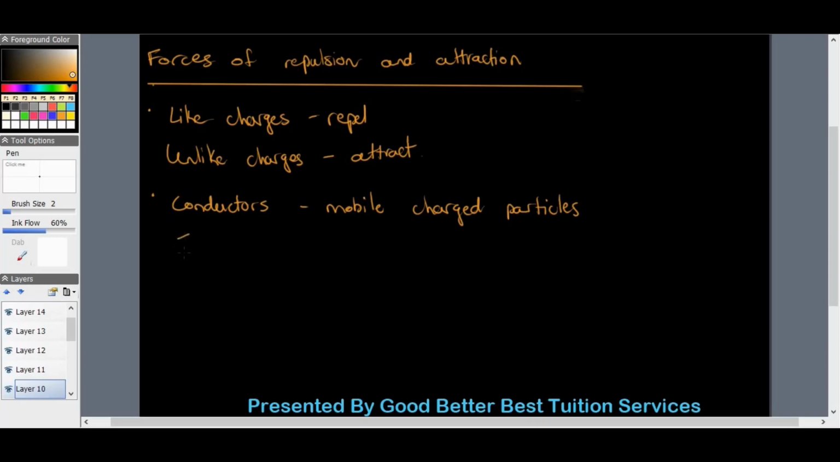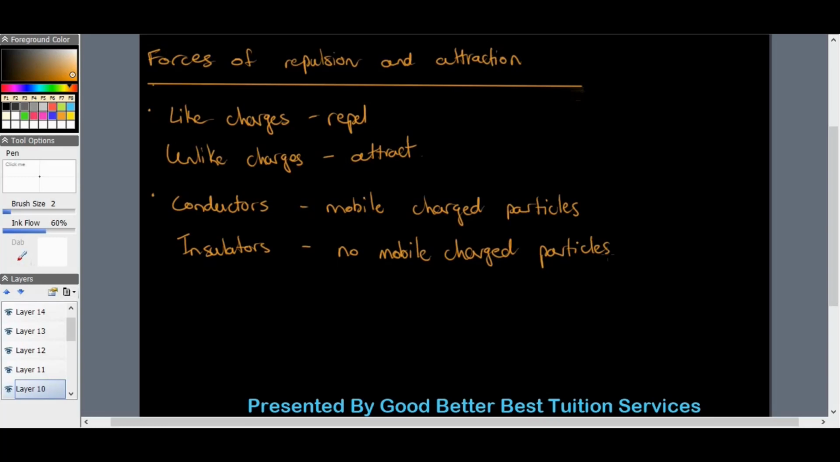But then, of course, we have the opposite, which is our insulators. Now insulators have no mobile charged particles. That's why they are not very good, or they cannot allow electricity or electric charge to flow through them. They suck at it. They cannot conduct.